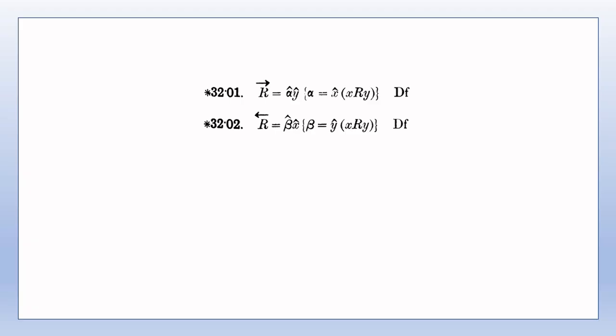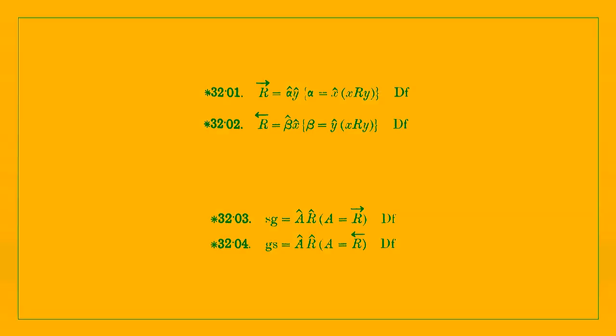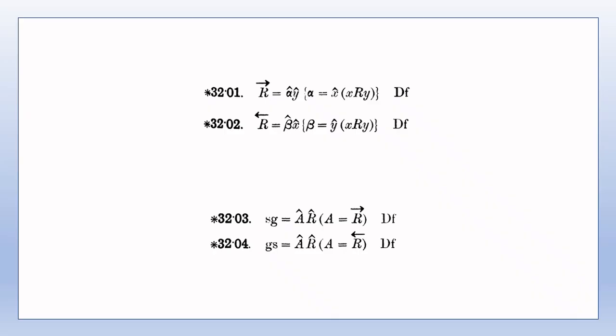There are thus two further relations that can be considered. One, the relation of R right arrow to R, and two, the relation R left arrow to R. The former is denoted SG and the latter is denoted GS. And 32.03 defines the relation SG and 32.04 defines the relation GS.